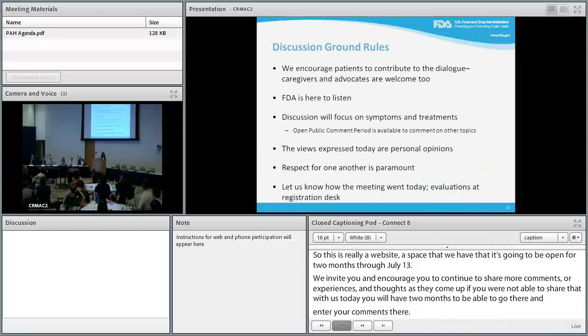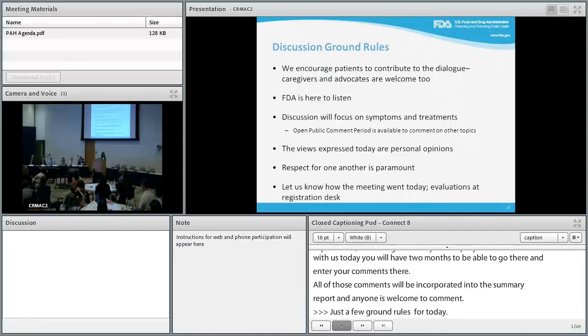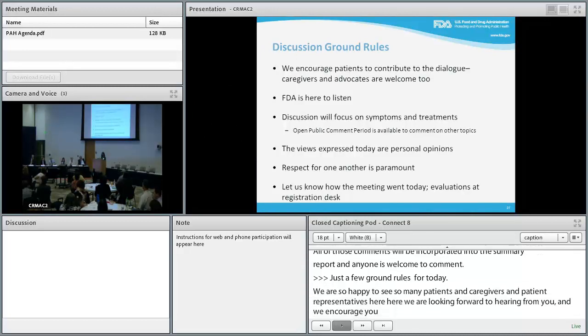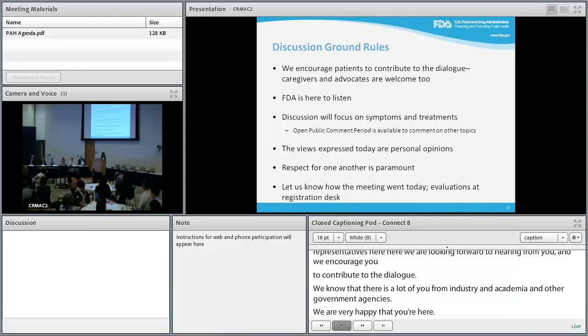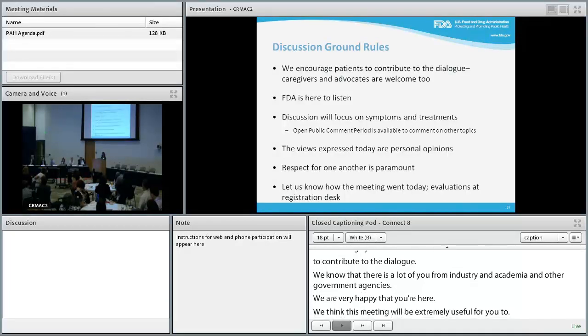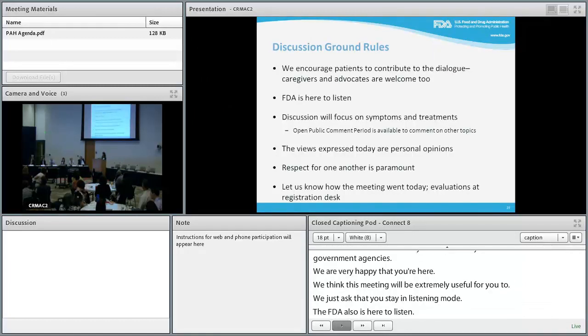And just a few ground rules for today. We are so happy to see so many patients and caregivers and patient representatives here. We are looking forward to hearing from you, and we encourage you to contribute to the dialogue. We know that there's a lot of you from industry and academia and other government agencies. We're very happy that you're here. We think this meeting will be extremely useful for you too. We just ask that you stay in listening mode. The FDA also is here to listen. We are, as I mentioned before, looking forward to hearing what you have to say. And once in a while I will be checking in to see if they have any questions, but we're here to listen to you today.